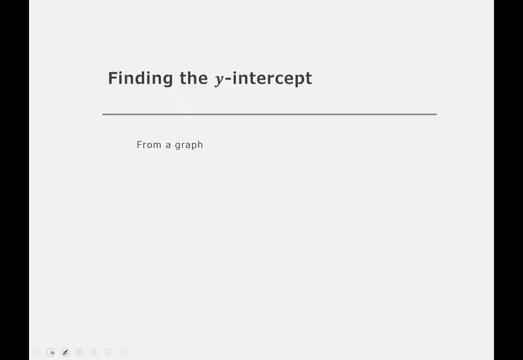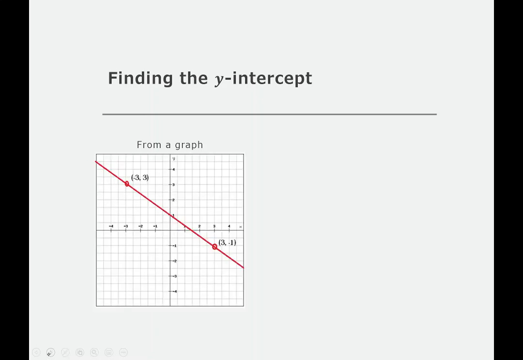Finding the y-intercept. We have two scenarios we're going to do, from the graph. When we look at the graph, we quickly see that the line crosses the y-axis at this coordinate here. Remember, we said our x-coordinate is always 0. Our y-coordinate in this case is 1. So this is our y-intercept. It intercepts the y.